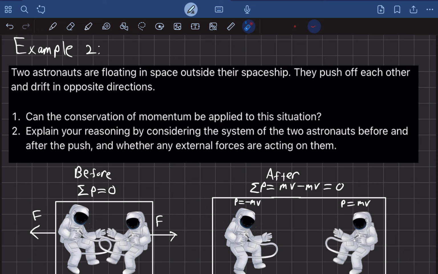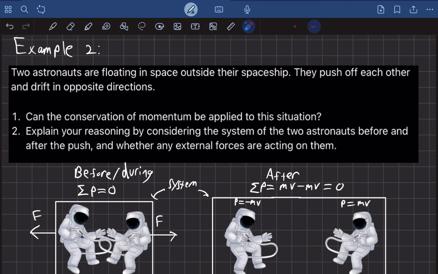Let's look at before and actually during the push. So this is before/during the push. So the push has just started. The sum of momentum equals 0. The entire system's momentum is 0. And by the way, this right here is our system. Everything inside the box is considered to be inside our system.